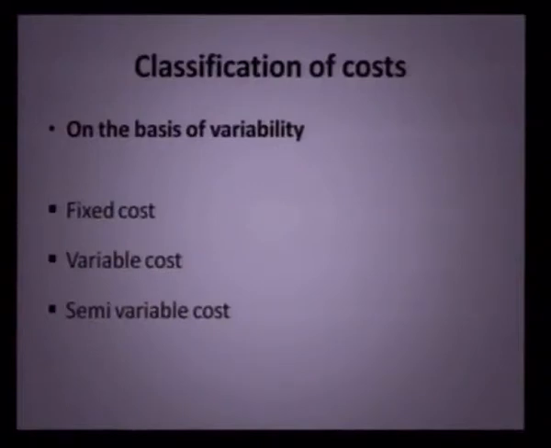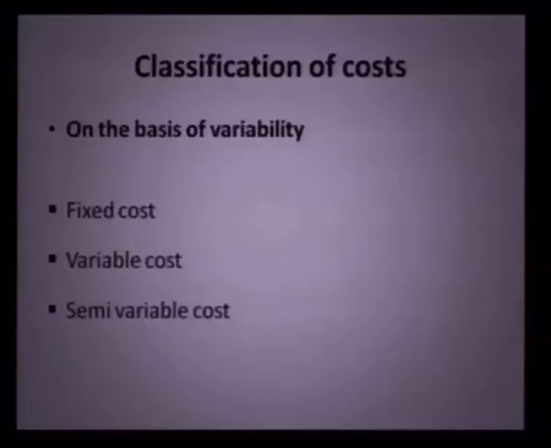Variable costs are those costs which are directly proportional to output or production. For example, if you produce 1 kg of material output, you need some material. If you produce 2 kg, definitely you need more material. If you keep on increasing or decreasing the output, your demand for raw material increases or decreases in the same way. So we can say the costs which are directly related to output or production are known as variable cost. Then there are some semi-variable costs.